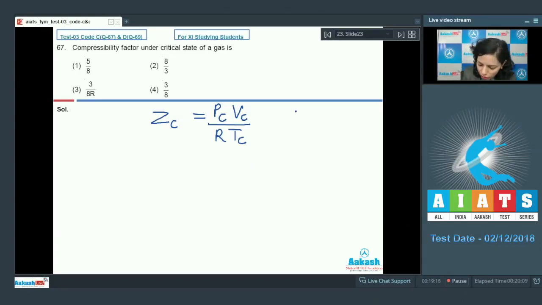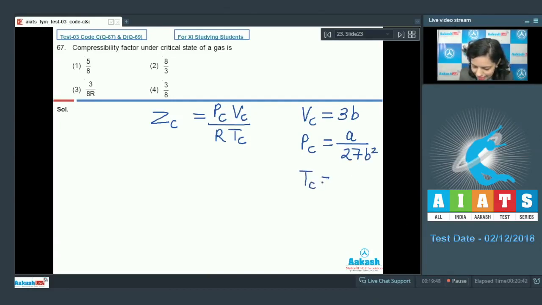And here we should know that when we talk about VC, that is critical volume, that is equal to 3B. What about critical pressure? That is equal to A upon 27 B square. And then the third thing is TC, that is equal to 8A upon 27 RB. So all these values we have, let's find out.